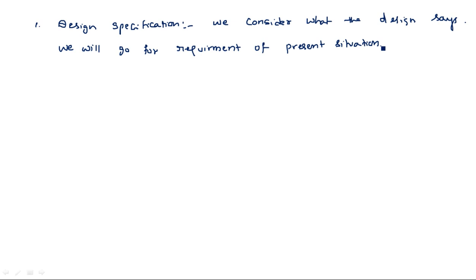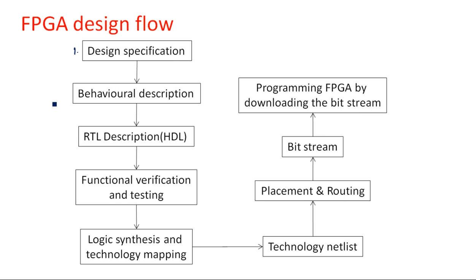Suppose at this moment I want to create a multiplexer, or I want to create an AND gate, I want to create an OR gate. So depending upon the present situation, which type of logic function you are looking for, that we will consider in the design specification. So design specification tells how and what type of design we need to consider. That we will see in the design specification.